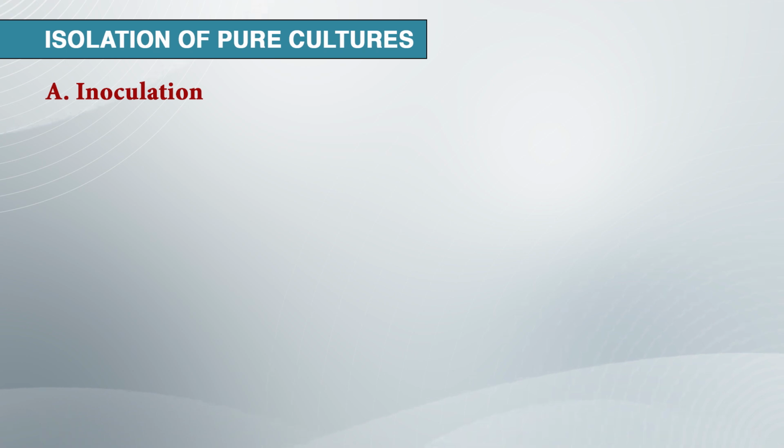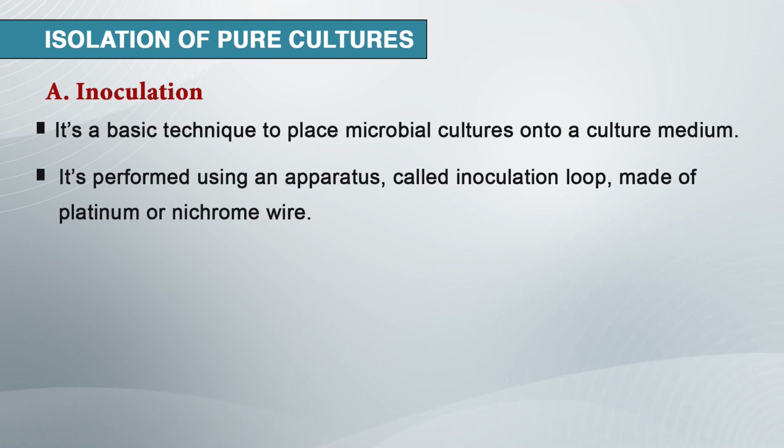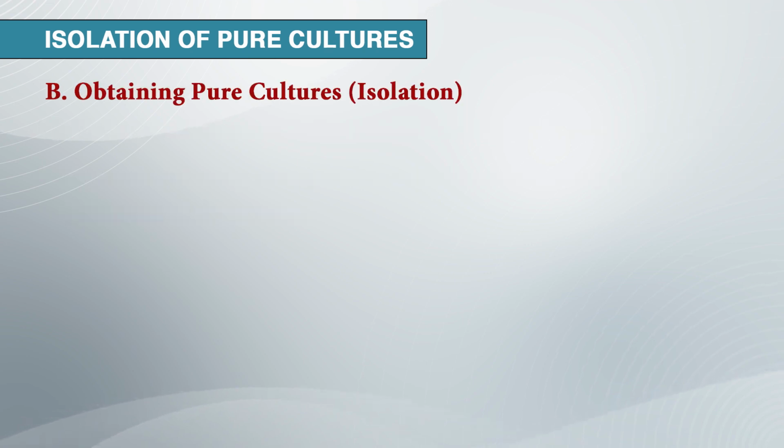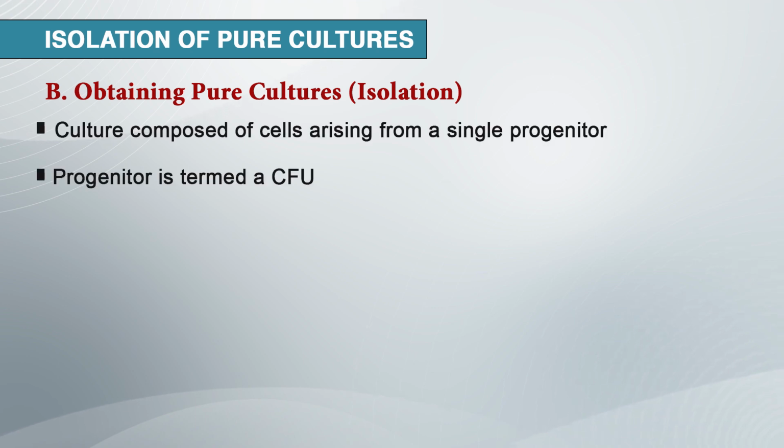Now, isolation of pure culture. First of all, inoculation. It is a basic technique to place a microbial culture onto a culture medium. It is performed using an apparatus called an inoculation loop, made of platinum or nichrome wire. Obtaining a pure culture, or isolation of pure culture: a culture composed of cells arising from a single progenitor. What is a progenitor?